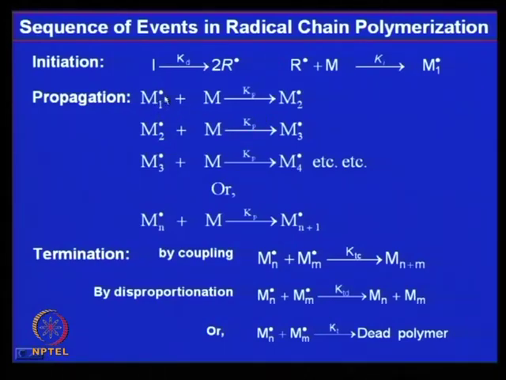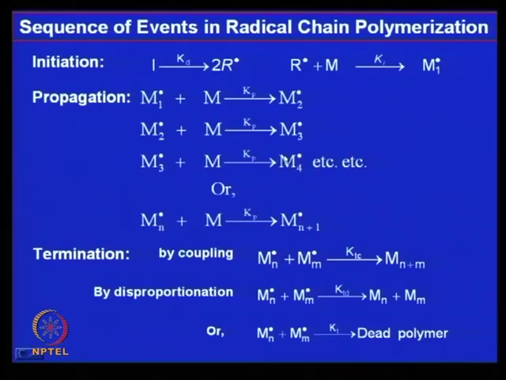Here, after this first monomer radical reacts with the second monomer, the length will be doubled, and this is a growing chain radical. Like this it will continue to add more and more monomers: M3, M4, M5, M10, MP, MQ, Mn, depending on the number of monomer molecules added to this growing chain. These are all growing chains.